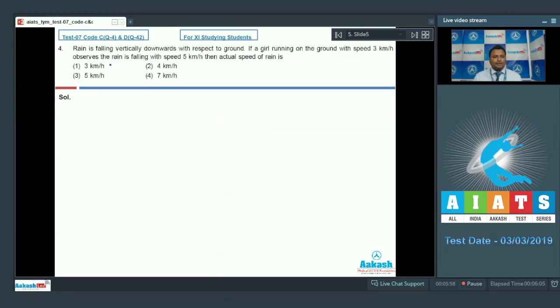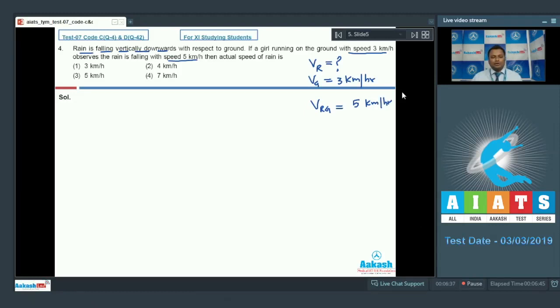So here is question number 4. Rain is falling vertically downward with respect to the ground. A girl running on the ground with speed 3 km per hour observes the rain falling with speed 5 km per hour. The actual speed of rain is what? Suppose the actual speed of rain is VR, which we have to find out. The speed of the girl, VG, is given in the question, that is 3 km per hour, and the relative speed of rain observed by the girl, that is VRG, is also given, that is 5 km per hour.